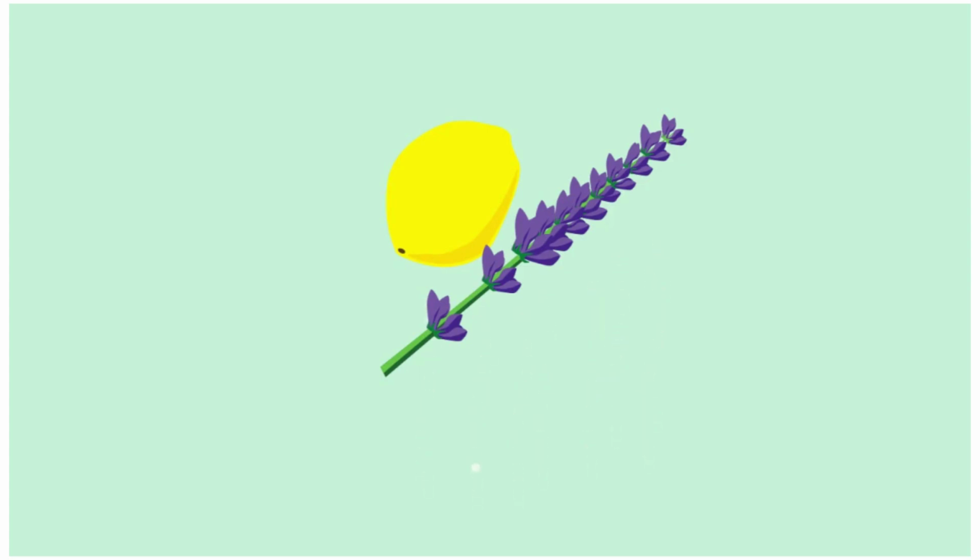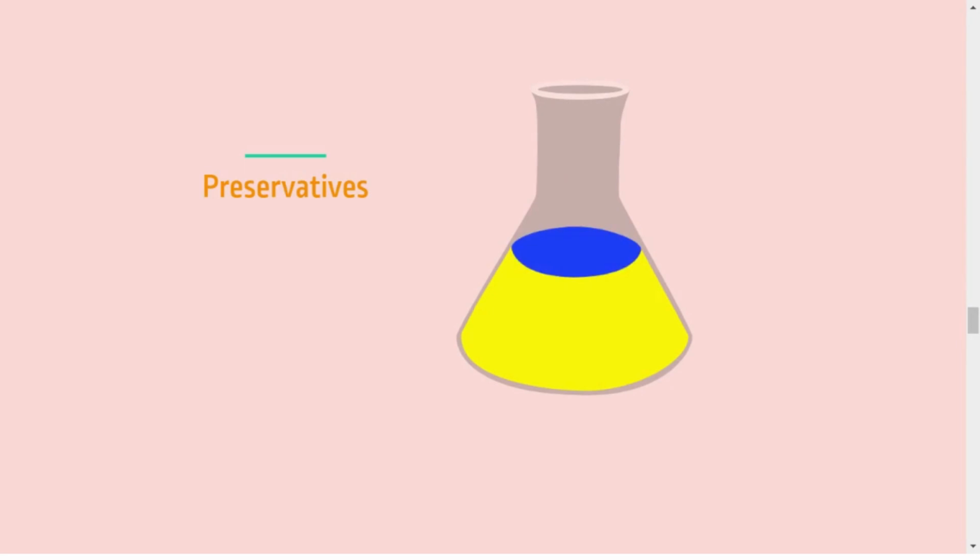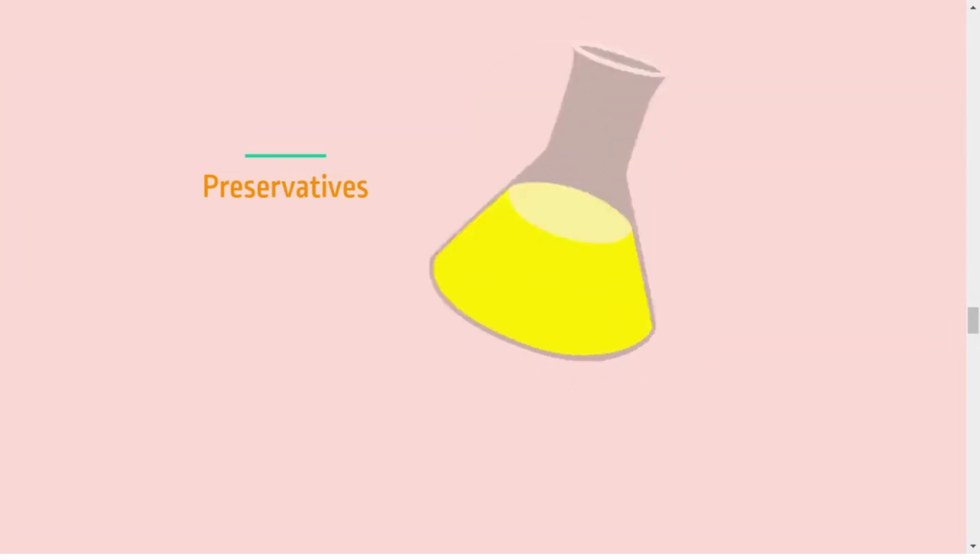So, minsan may mga ingredients sa isang cleaning product na hindi maganda yung amoy. So, adding some fragrances might help lessen that strong smell of that specific product that was added to our cleaning product. The next are called preservatives. So just like in our food, we add preservatives so that it will not spoil. Ganun din po sa mga cleaning products.